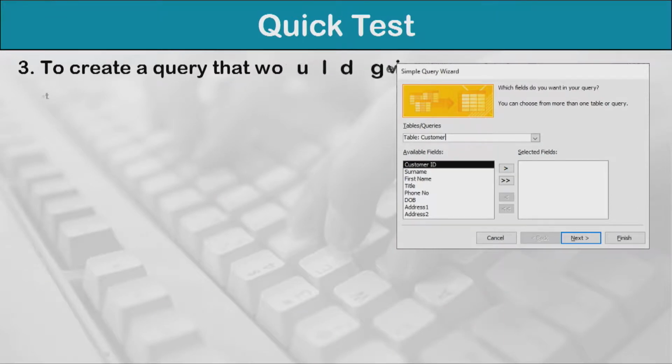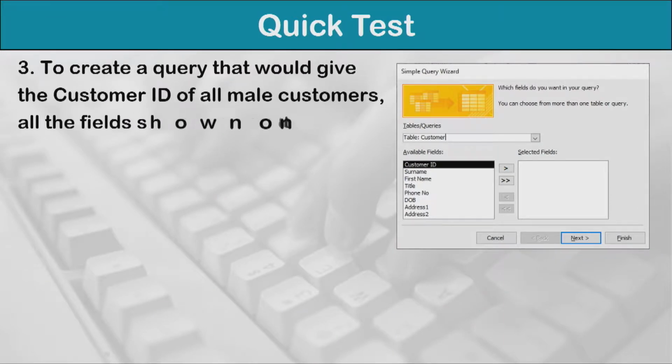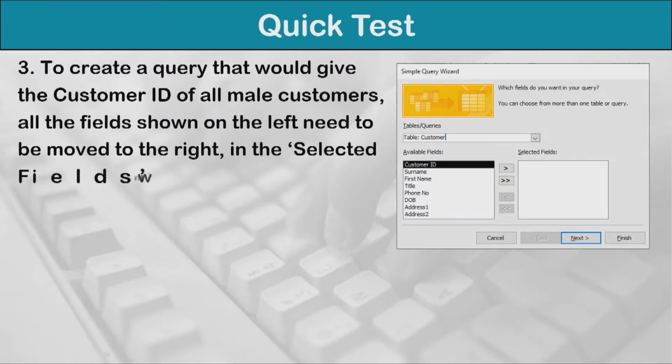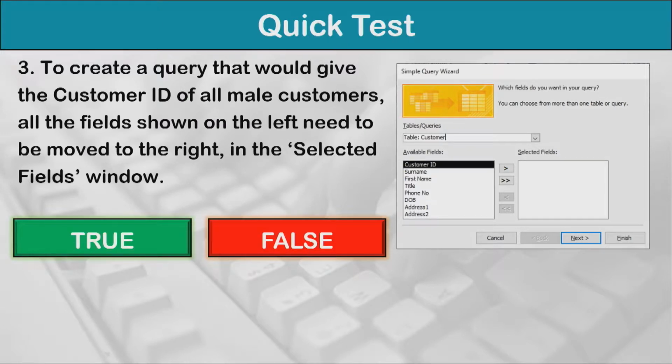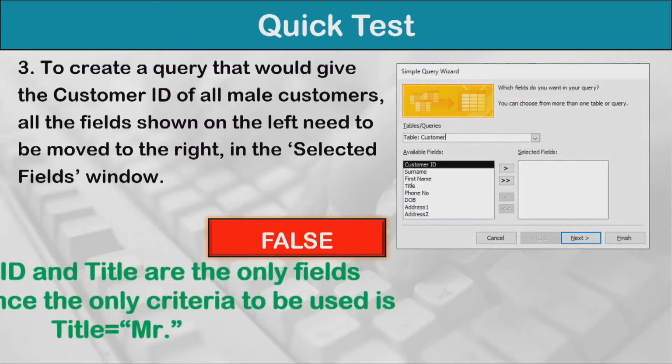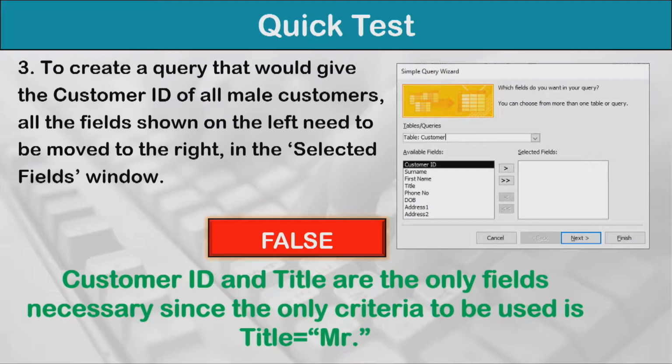Number 3. To create a query that would give the customer ID of all male customers, all the fields shown on the left need to be moved to the right in the selected fields window. True or false? This is false. Customer ID and title are the only fields necessary since the only criteria to be used is title is equal to Mr. and the corresponding customer IDs will be shown as this field is specified in the query.